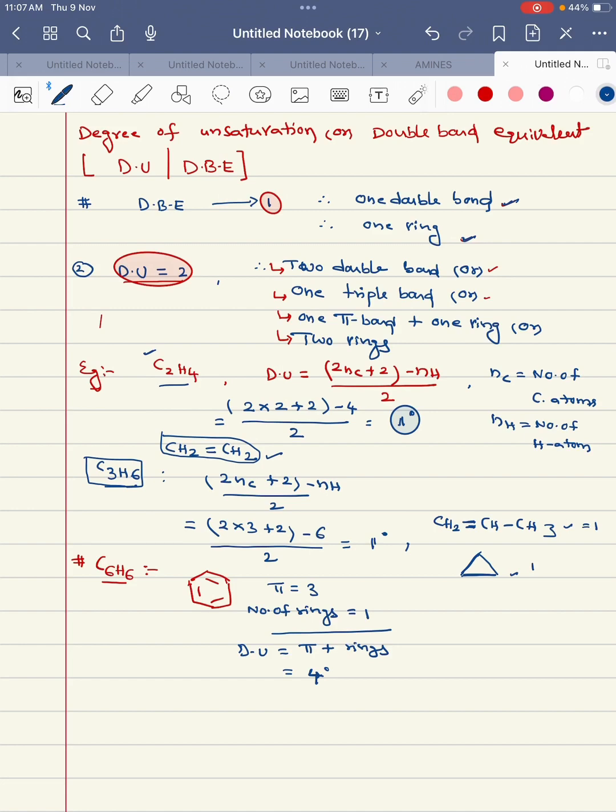So what is the answer, student? It is 4 degrees. So the degree of unsaturation for benzene is equal to 4 degrees. You can apply the same formula here also. The degree of unsaturation is 4.